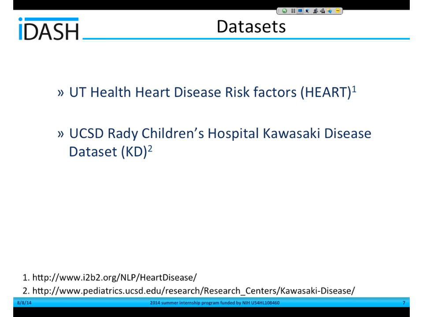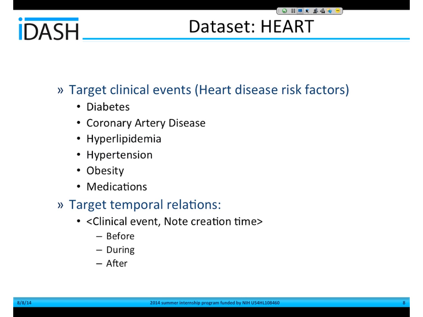In this project, we used 2 datasets. The first is the UT Health Heart Disease Risk Factor dataset, and the second is from the UCSD Rady Children's Hospital Kawasaki Disease dataset. So for the first heart disease set, the target clinical events could be the heart disease risk factors, for example, diabetes, hyperlipidemia, hypertension, obesity, or medications.